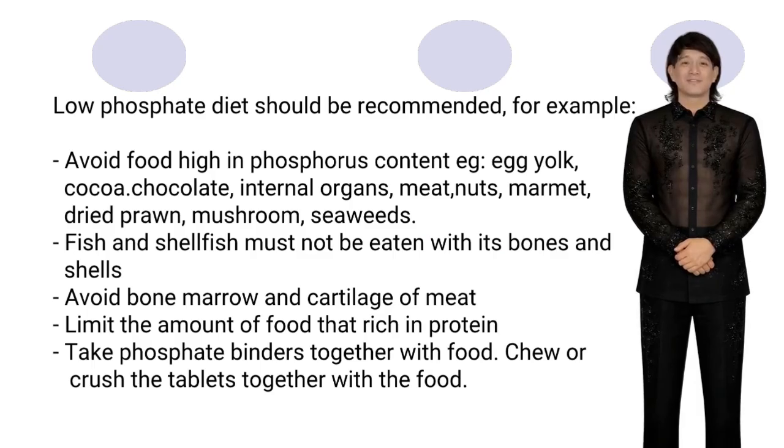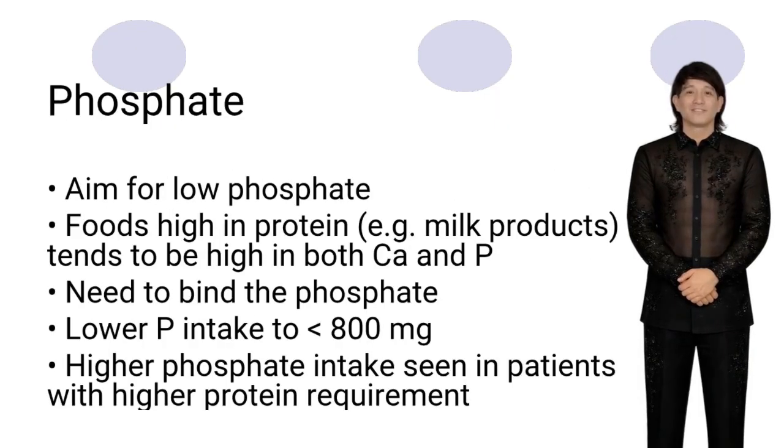Avoid foods high in phosphorus like egg yolk, chocolate, and nuts. Fish and shellfish should be consumed without bones or shells. Limit protein-rich foods and avoid bone marrow. Use phosphate binders with meals, ensuring tablets are chewed or crushed with food. Aim for a low phosphate diet.